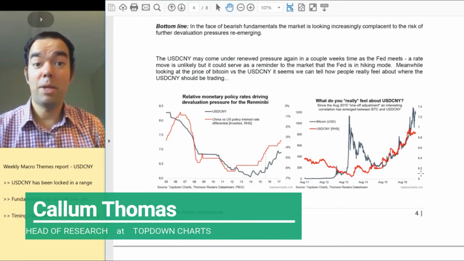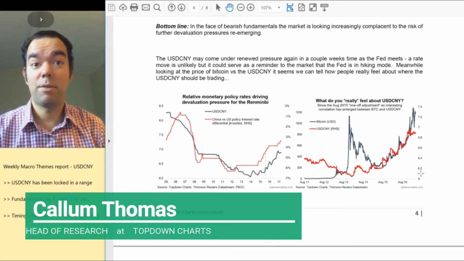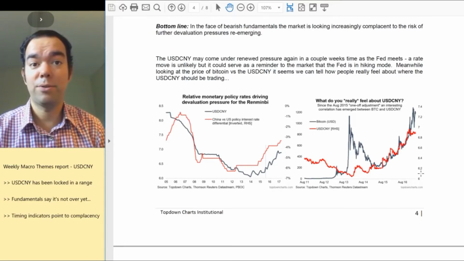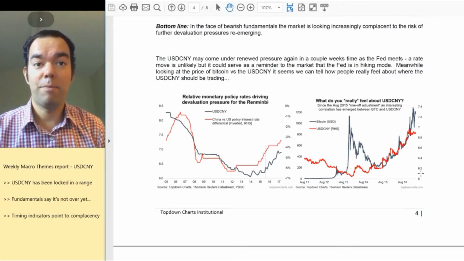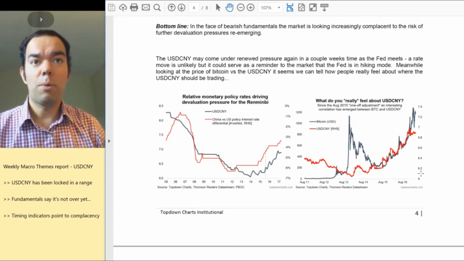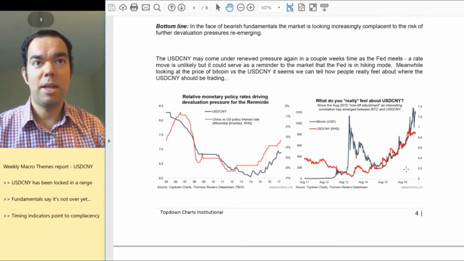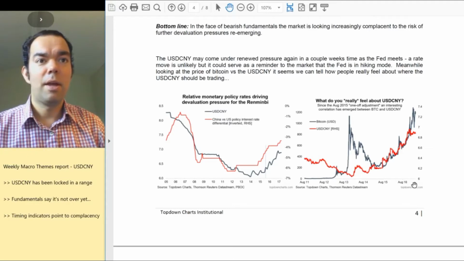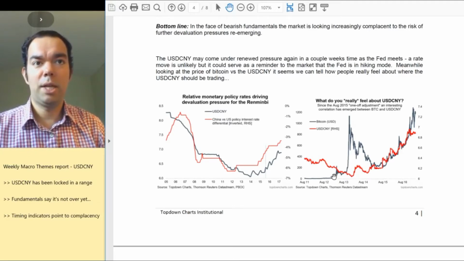So today we're going to be going through one of the themes in the latest edition of the weekly macro themes report. This report is designed for institutional investors, portfolio managers, especially those with a multi-asset scope and those with an interest in the macro. And what we're going to be looking at today is the USDCNY, that's the US dollar versus renminbi, the Chinese currency. We're going to be focusing on a couple of charts that set up the direction for probably the next move.